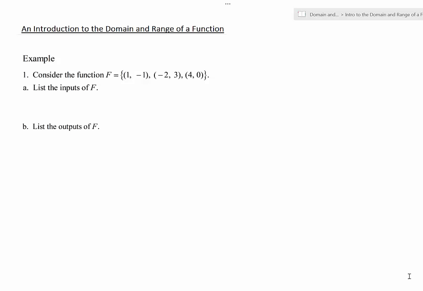All right, welcome back to Math and Beats. Today we're going to do a video on introducing what the domain and range of a function are. So here we go. We're going to start with the example you see on the screen.